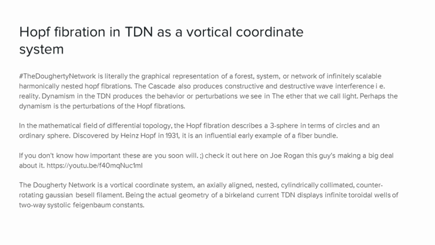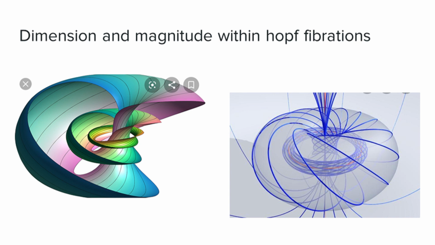The Dougherty network is a vortical coordinate system, like I said, an axially aligned, nested, cylindrically collimated, counter-rotating Gaussian Bessel filament. Being the actual geometry of a Birkeland current, the Dougherty network displays infinite toroidal wells of two-way systolic Feigenbaum constants, which is just the bifurcations that I was talking about that lead to order out of chaos, ordo ab chaos, if you want to look into it.